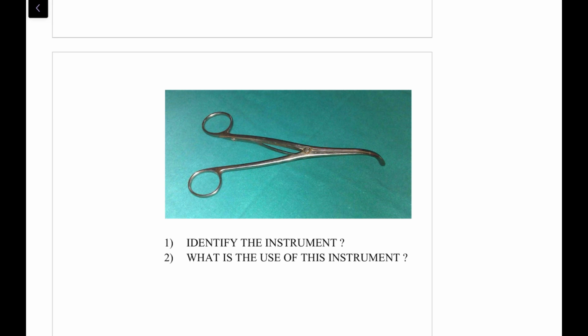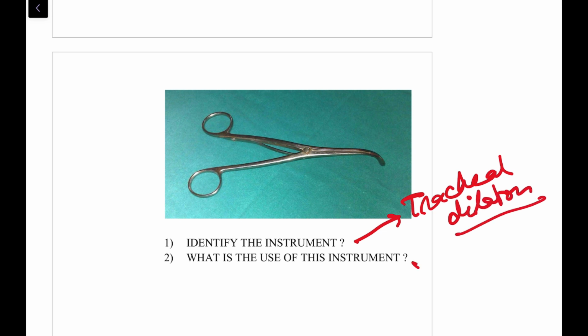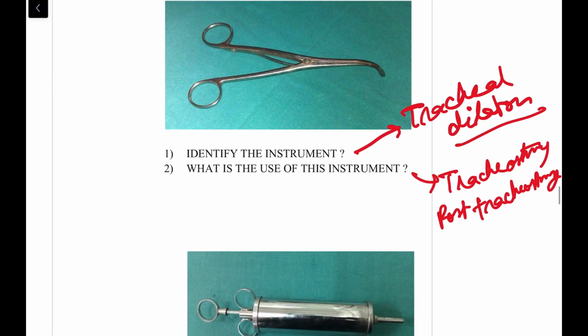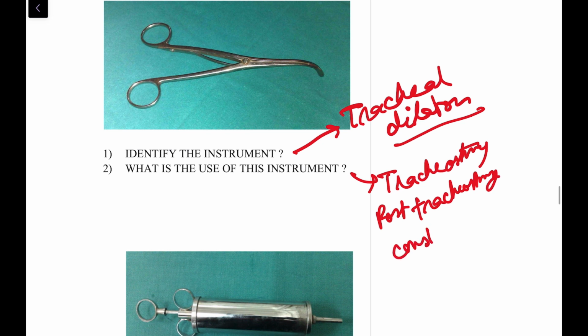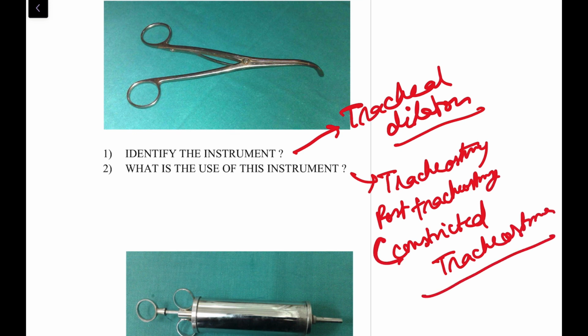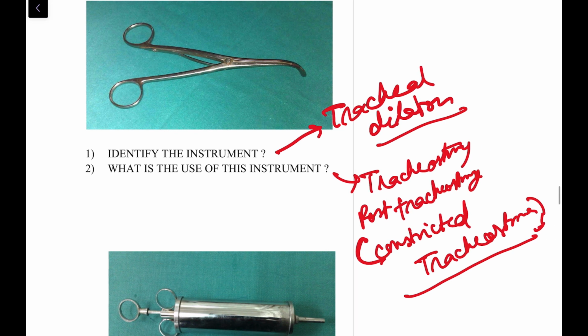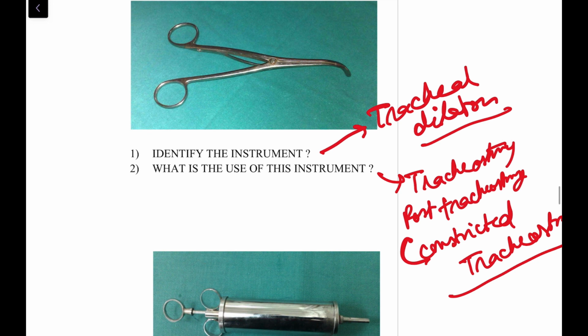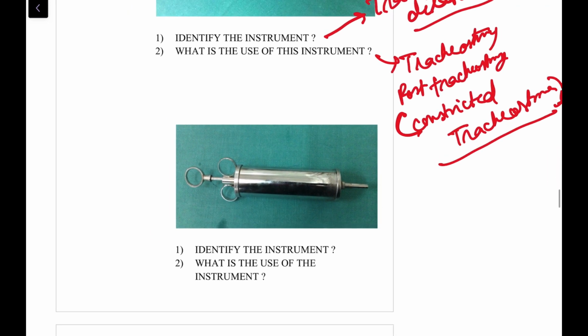So then again, coming to the next instrument, this is a tracheal dilator. So what is the use? It will be used in tracheostomy operations, even in post-tracheostomy situations. In case of a constricted tracheostoma, we may need the tracheal dilator for insertion of the tracheostomy tube. So here again, you may be asked cross questions about tracheostomy.